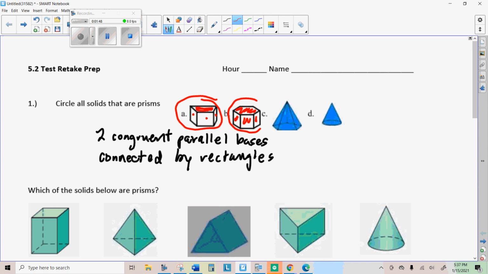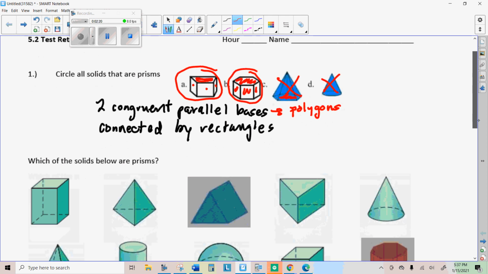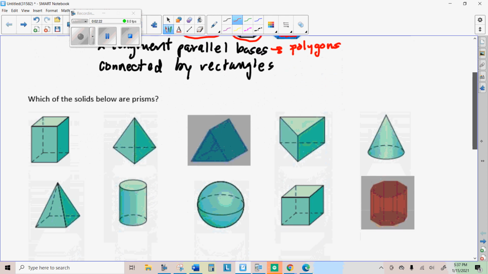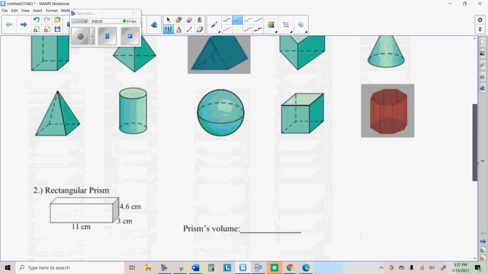So this one is. This one, the base does not have a parallel congruent base for it, and also the sides are triangles, not rectangles. This one is round, so it doesn't have two congruent bases. The other thing I should say is the bases are always polygons in prisms. So C and D are not. All right, so you get to pick which of these solids are prisms. I'm going to continue down here.